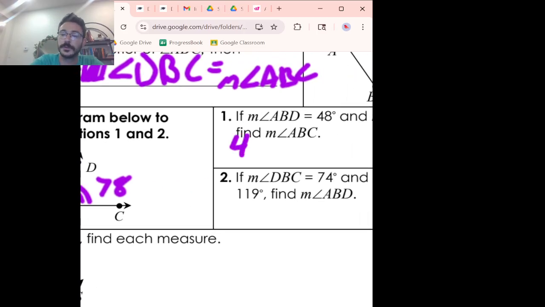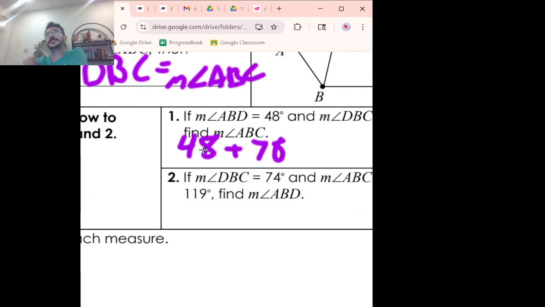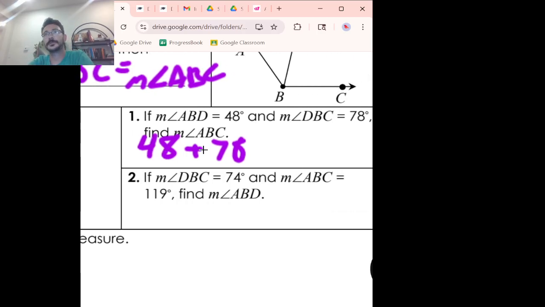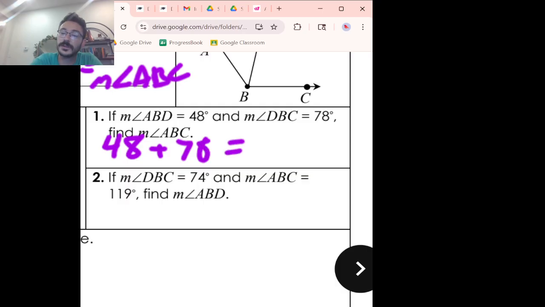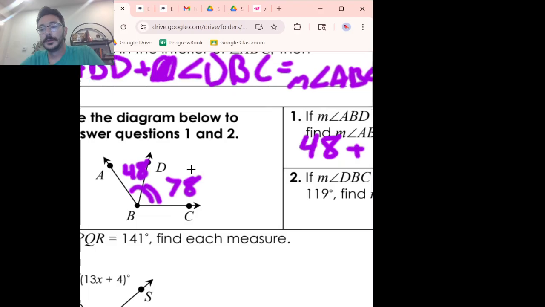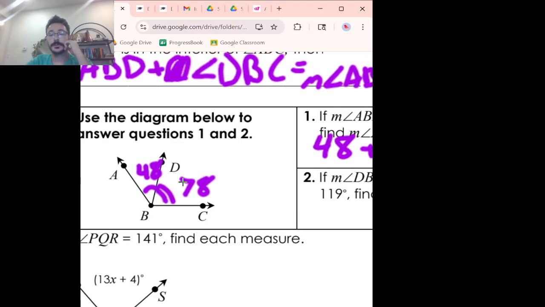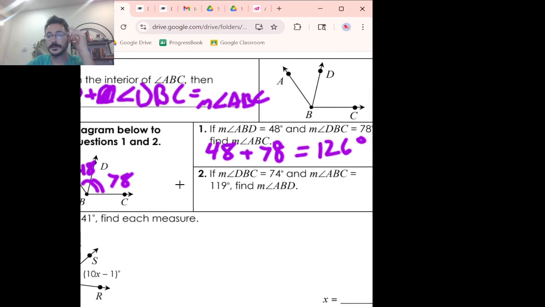So you would say 48 plus 78, so that would be, well, 50 and 80 is 130 minus 2, into 126 for the entire thing, which would make that an obtuse angle. That's an 8 right there. See if I can draw that in. Okay, so that's kind of the base idea.